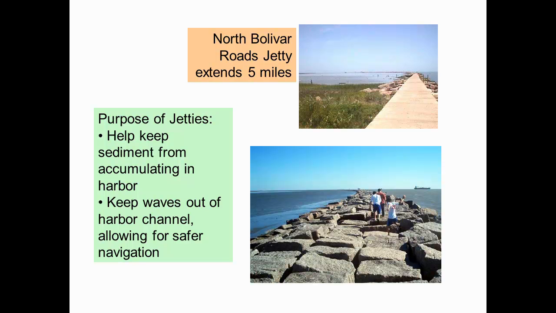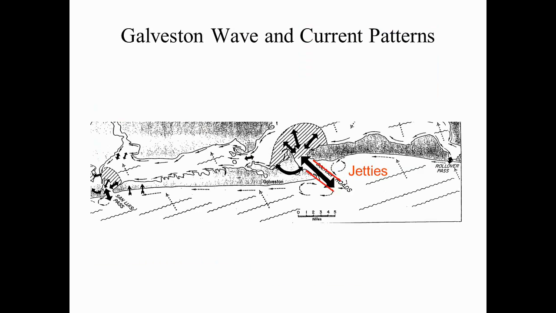Here, for an example, we see a couple of pairs of photographs of the North Boulevard jetty on the northern side of Boulevard Roads. This particular jetty extends 5 miles out into the Gulf. It's a very huge, very long structure. Now, here in this figure, Galveston Island is to the left, and the Boulevard Peninsula is to the right. And in between is the entrance to Galveston Bay. And here I put in the jetties as a couple of red lines.